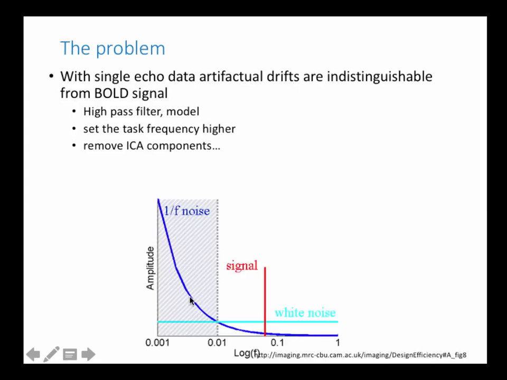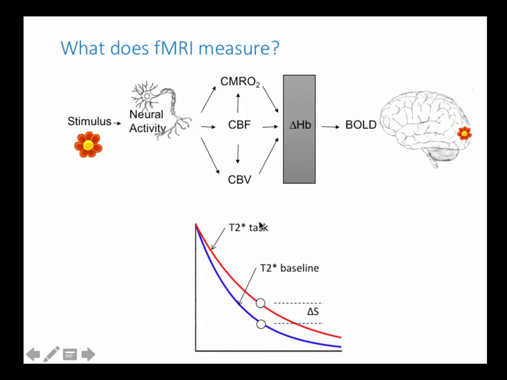So these drifts end up being down in the region that we're looking for. Most of the time, people can choose their task frequency to be outside of it. And so, how can we get around doing that? One of the ways to do that, I'll explain to you in a second.